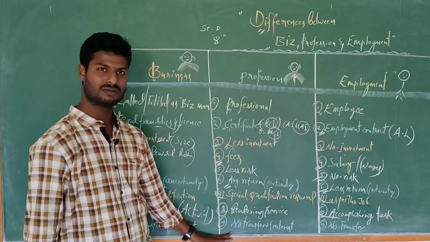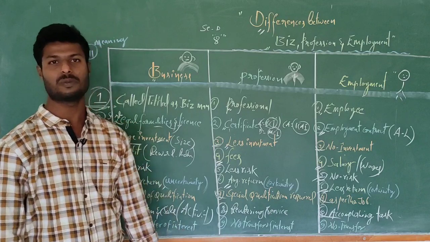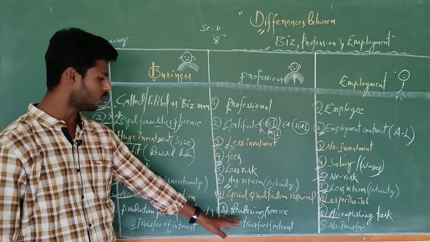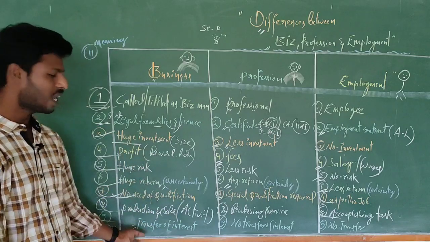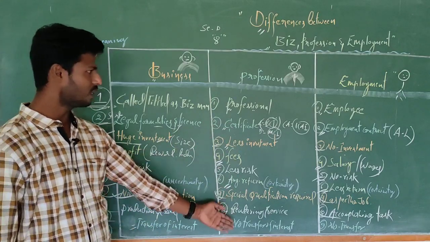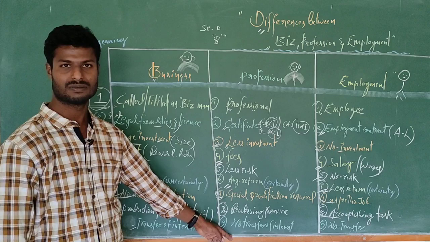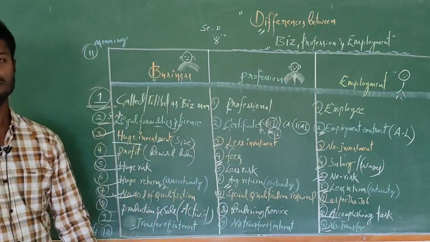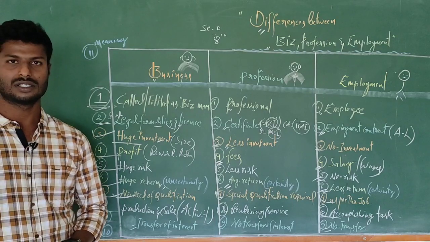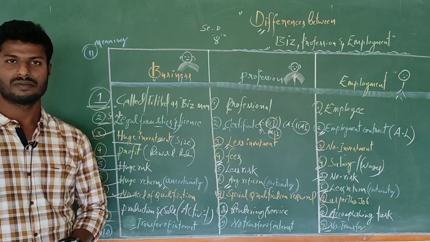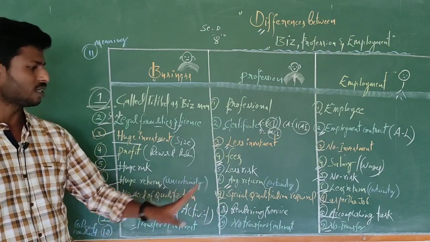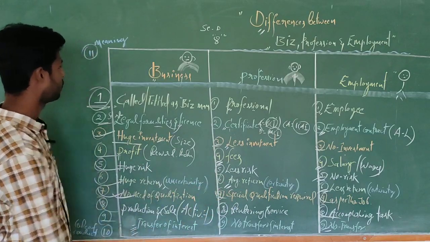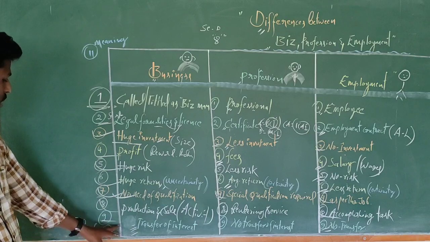But in a profession, we cannot sell our profession to another person. No transfer of interest. We can sell our business to another person, but we cannot sell our profession. Even in employment, no transfer. We cannot sell ourselves to another person. No sale. Here we can sell the business. This is the ninth one.